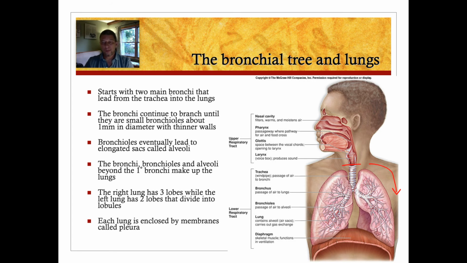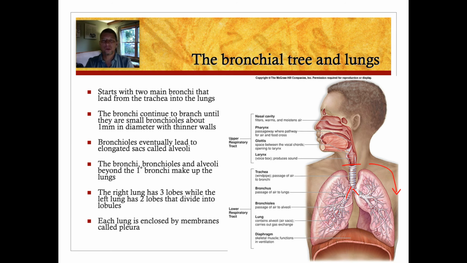Now, there are two main bronchi, one here and one here, that lead into each individual lung. The bronchi, as I illustrated earlier, continue to branch until they become small bronchioles about 1 millimeter in diameter. Now, 1 millimeter is about the size of a period in your textbook. All right, so read a sentence in your textbook. When you come to the end, the period at the end, that's about 1 millimeter in diameter. So the bronchi continue to branch into smaller and smaller and smaller tubes until the very end of those tubes is about 1 millimeter in diameter.